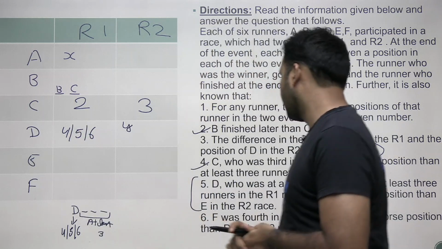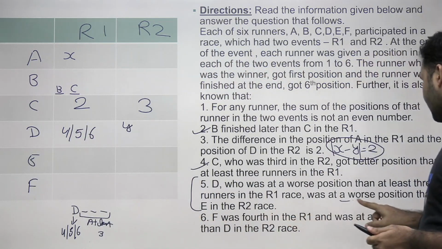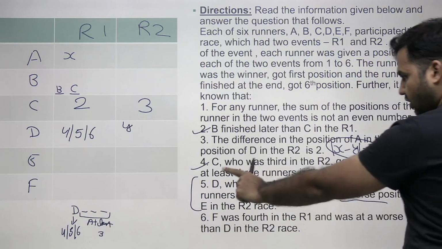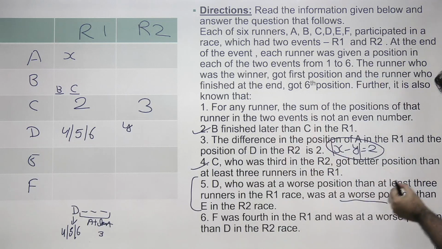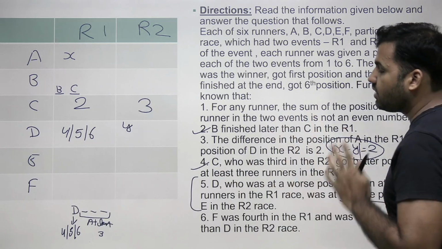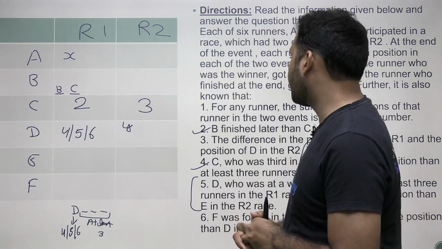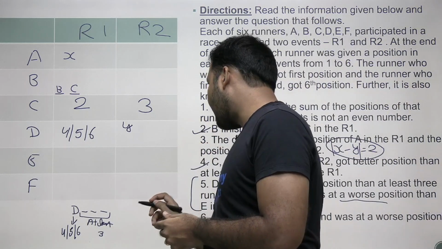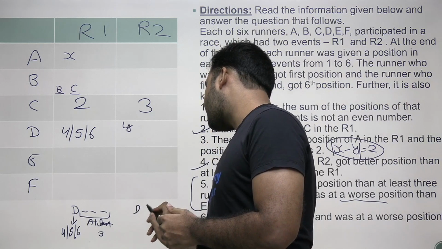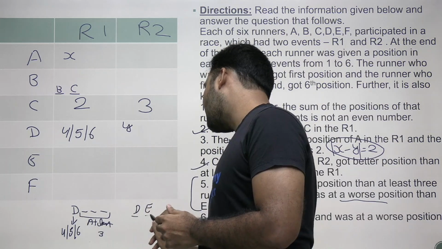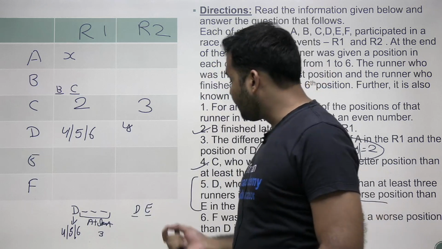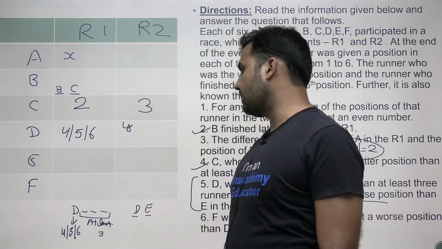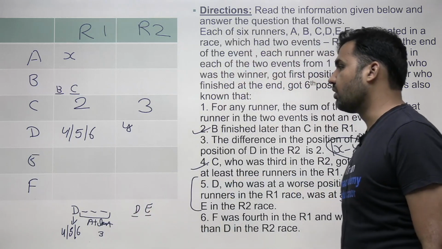The same line is talking about D again: was at a worse position than E in the R2 race. In race 2, D is finishing after E because the rank of D is worse than E. That means D is finishing after E. All right, let's move forward.